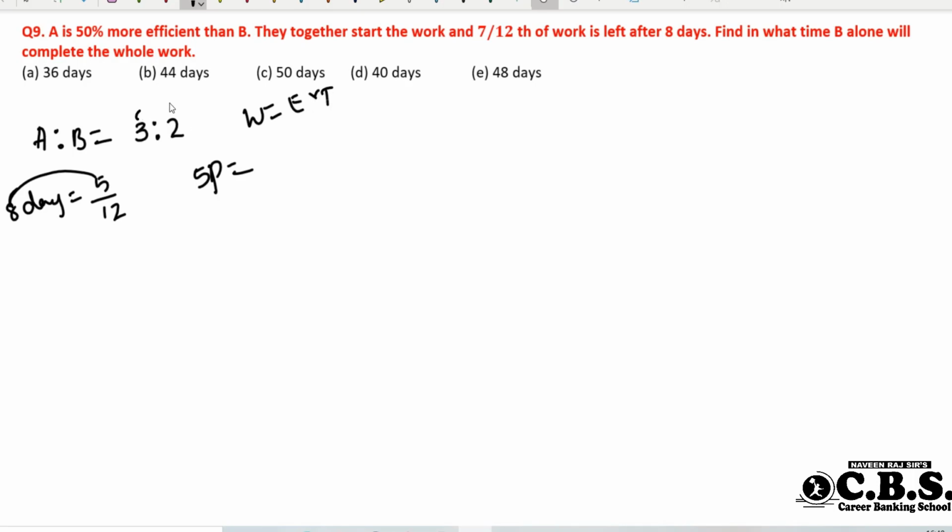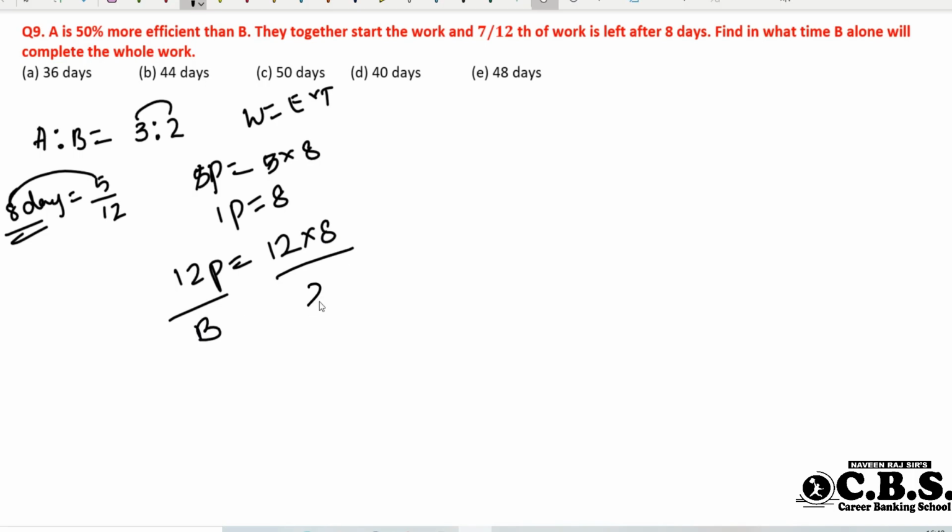Basically, work means efficiency into time. Okay. So both are working. 3 plus 2, how many parts? 5 parts. Both are working for how many days? 8 days. So 5 cancels. Now 1 part is equal to how much? 8. The total work is how many parts? 12 parts. Now nothing but 12 into 8. So this work is done by B alone, divided by B's efficiency, how much? 2. 2 how many times? 4 times. 12 fours are how much? 48 days. So which option is the right answer? Option E is the right answer.